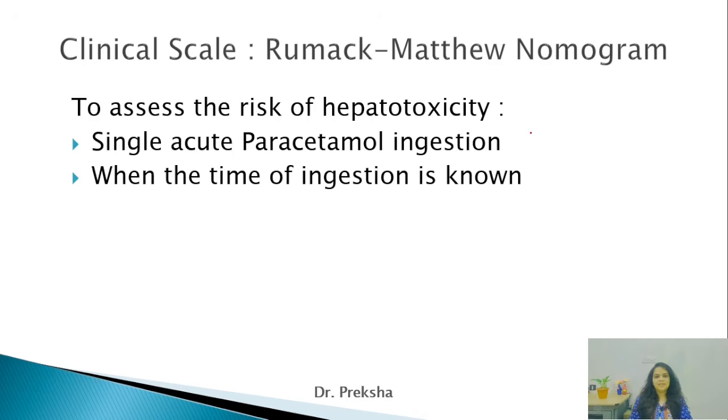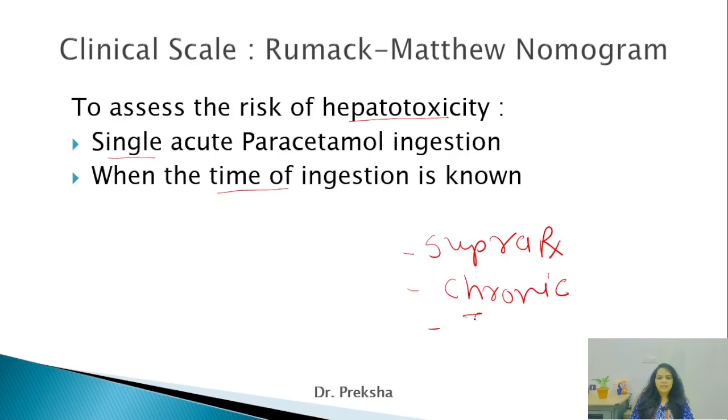Now this is the clinical scale which is used to assess the risk of hepatotoxicity in cases where there is a single acute paracetamol ingestion and when the time of ingestion is known. Only in these cases you can use this Rumack-Matthew nomogram to assess the risk of hepatotoxicity. You cannot use it in case of supratherapeutic ingestion of paracetamol, in case of chronic poisoning by paracetamol, and when the time is not known. So in these conditions, you cannot use the Rumack-Matthew nomogram.